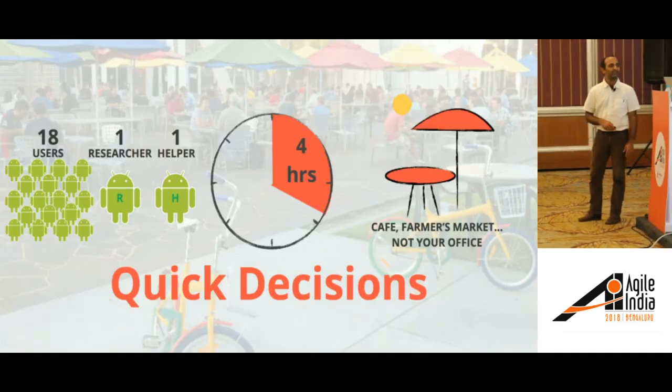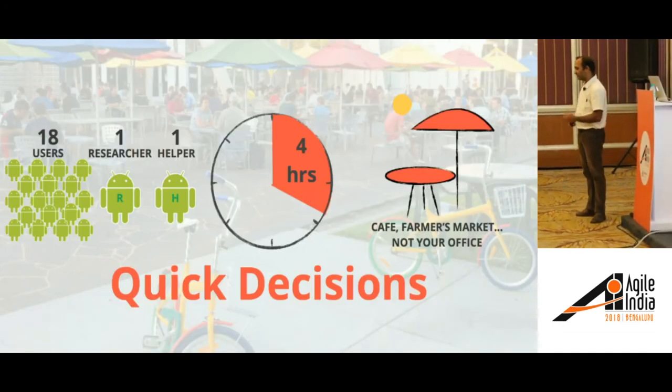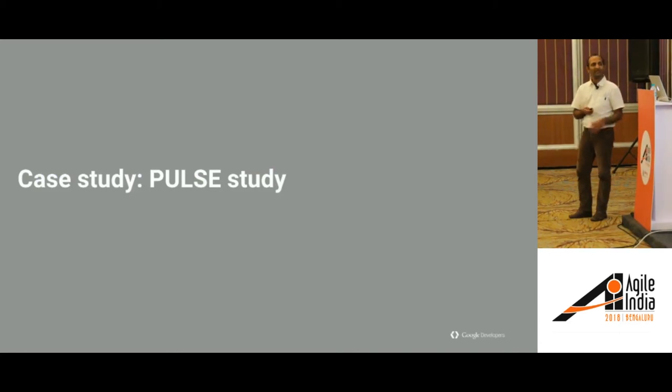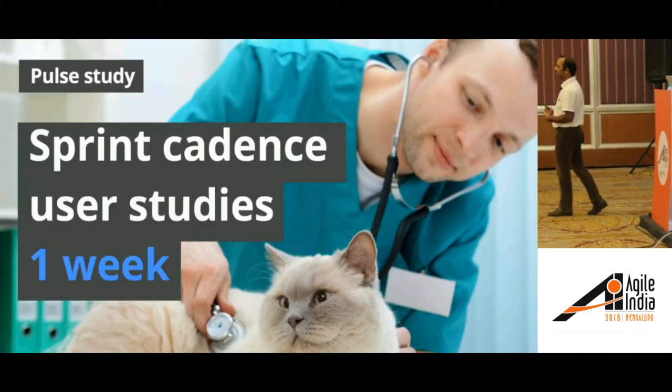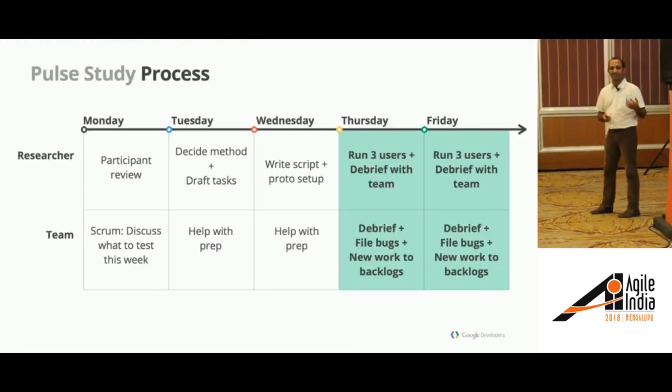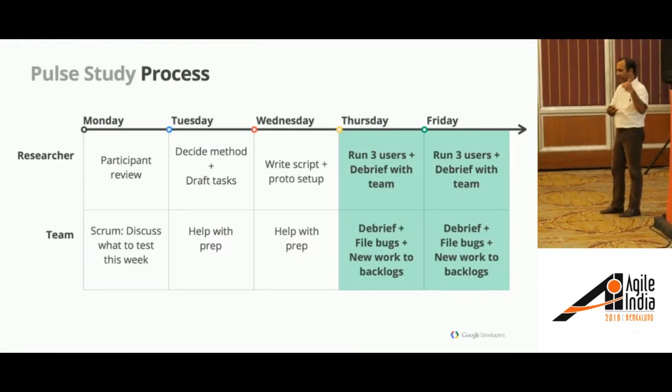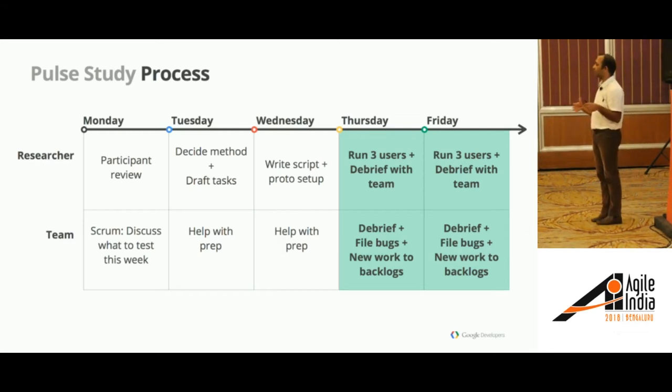Again, super interesting method if you really want quick decisions. Next is the pulse study, which matches your sprint cadence, correct? On the first couple of days of a week, you sit together and understand what you want to try to validate. Then you screen the users, write a script, schedule a bunch of things, and also have your developer team be part of it. So both of them are working together in building that solution.